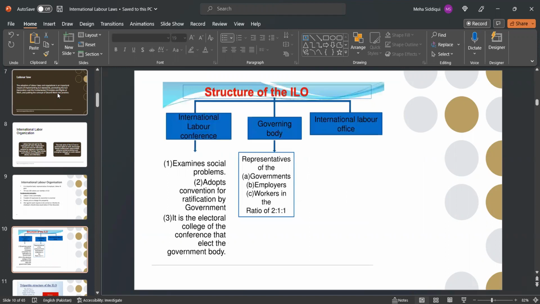Now, the structure of the ILO consists of three bodies, that is the International Labour Conference, the Governing Body, and the last, the International Labour Office. The International Labour Conference examines social problems and adopts conventions for ratification by governments. It is the electoral college of the conference that elects the Governing Body. And the Governing Body consists of representatives of the governments, employers, and workers in the ratio of 2:1:1.